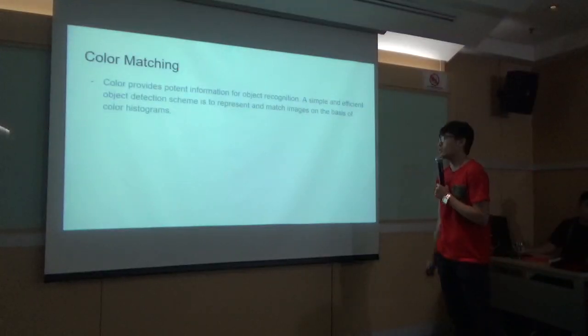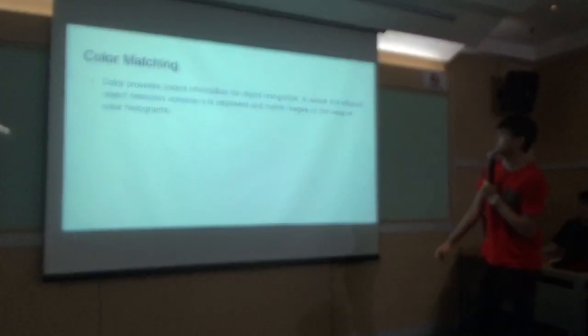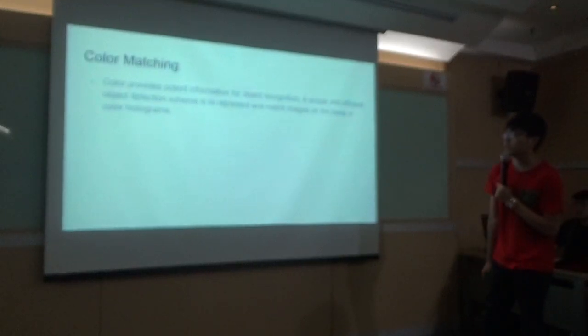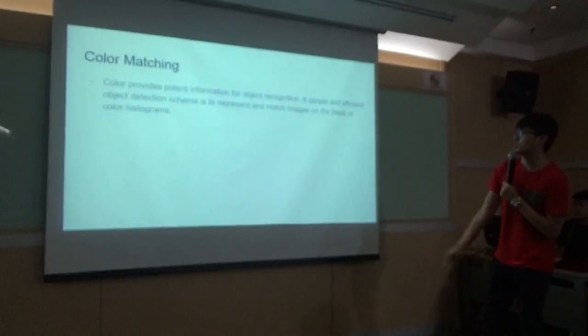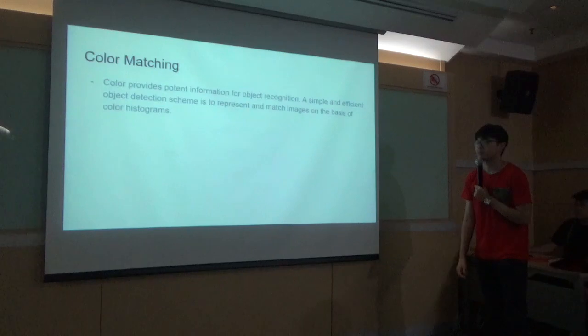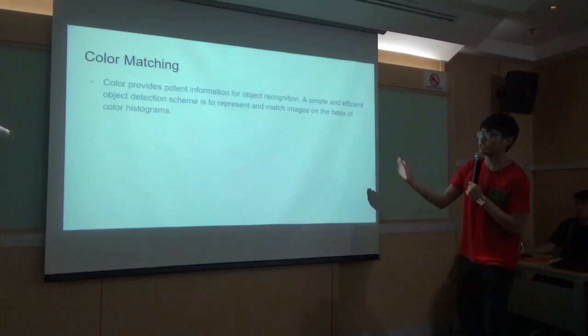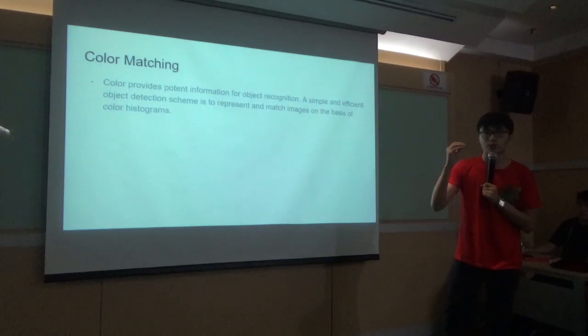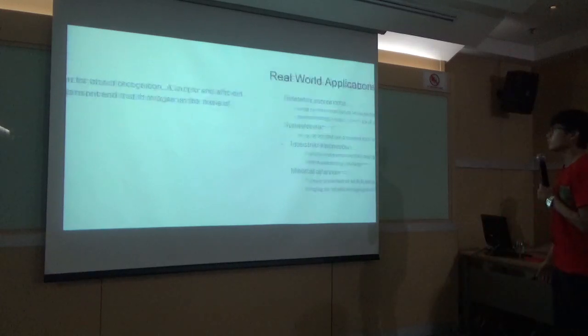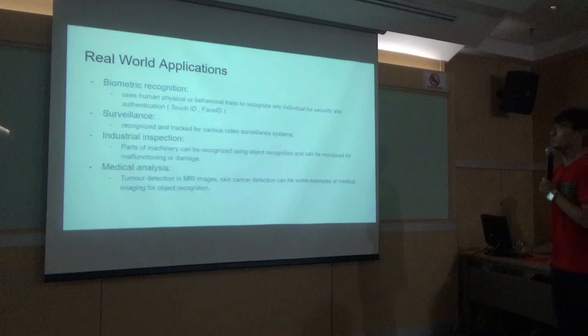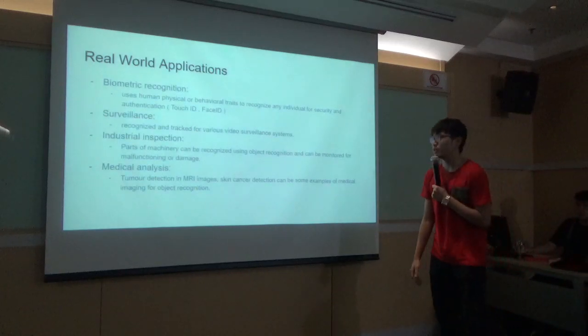And then color matching. Color provides potent information for object recognition. A simple and efficient object detection scheme is to represent and match images on the basis of color histogram. So I mainly just use the color to know whether this is the object or not.